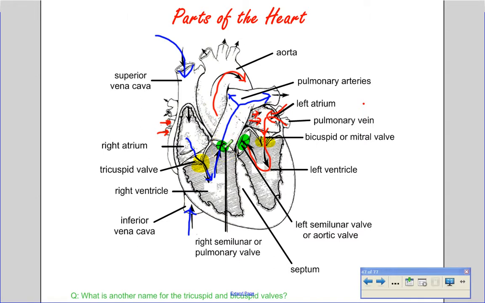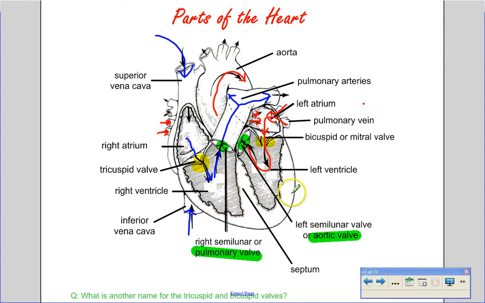Okay, the other way we name them is based on what vessel the blood goes into. So it's going into the pulmonary artery. This would be the right semilunar or the pulmonary valve. And this one would be the left semilunar, or it's going into the aorta, so it would also be known as the aortic valve. Okay, so that's the parts of the heart.